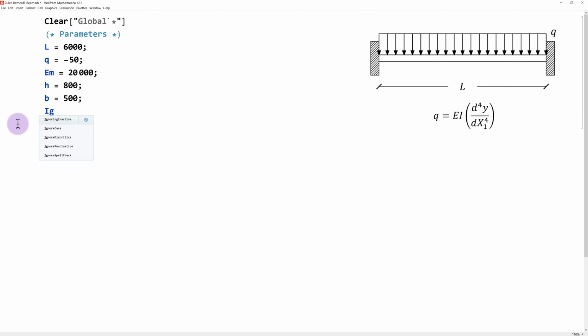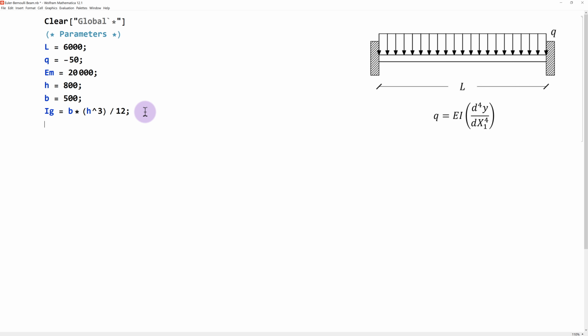So I'm going to go IG. IG is now blue, so that's good to go. And I know that my moment of inertia for a rectangular cross-section is just going to be base times height cubed. So I'm going to put in brackets height cubed, and all of this is going to be divided by 12. So this is my moment of inertia for a rectangular cross-section. If you guys are given a different cross-section, of course you guys can vary the moment of inertia accordingly.